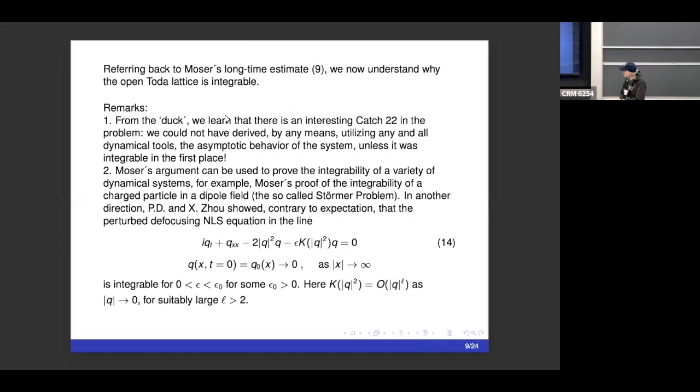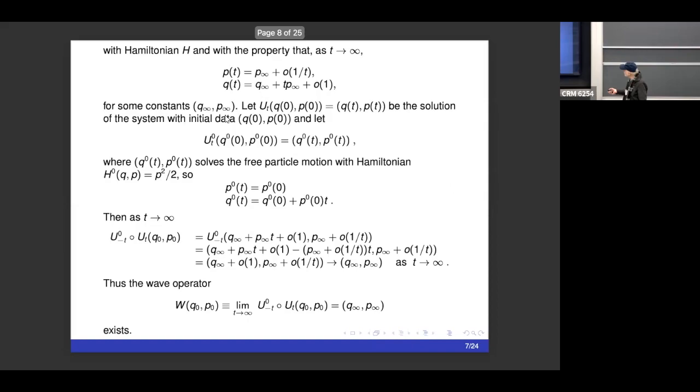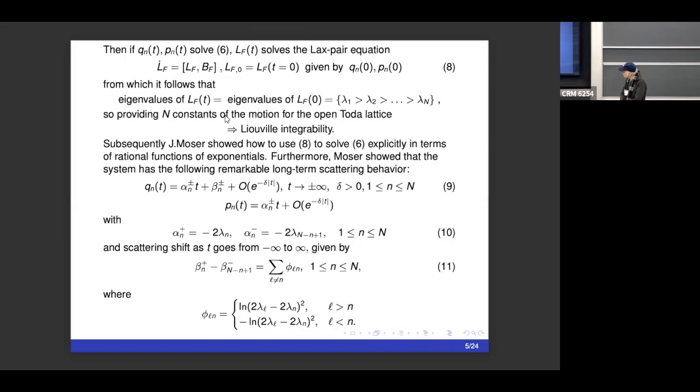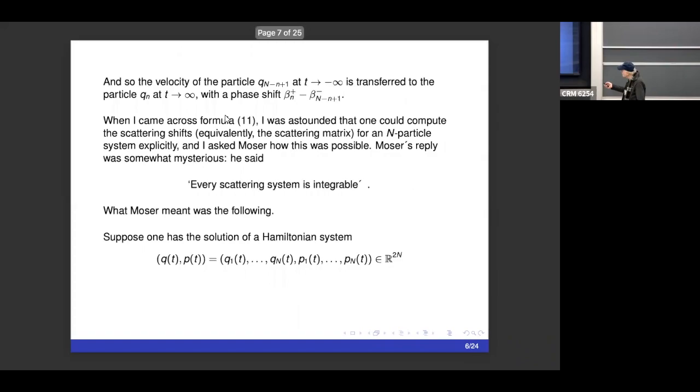Remembering back to Moser's long time estimates, going back to here, under 9. So you see, it looks like a free system, and hence by Moser's argument, it is an integrable system.